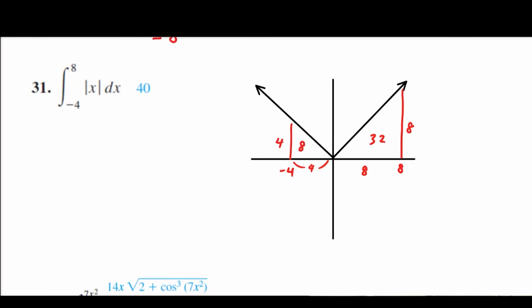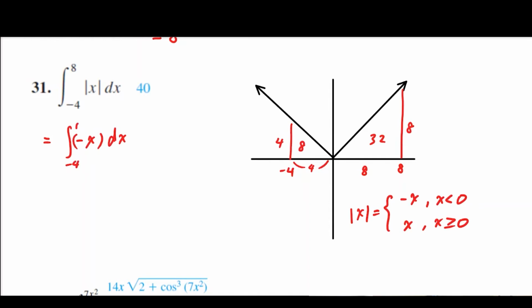The other way, now let's remember this piecewise function. I'm going to write it here. This piecewise function can be rewritten like this, right? You know what I'm saying? So why don't I do this? From -4 to 0 using this piece plus 0 to 8 of x dx using that piece. You know what I'm saying?